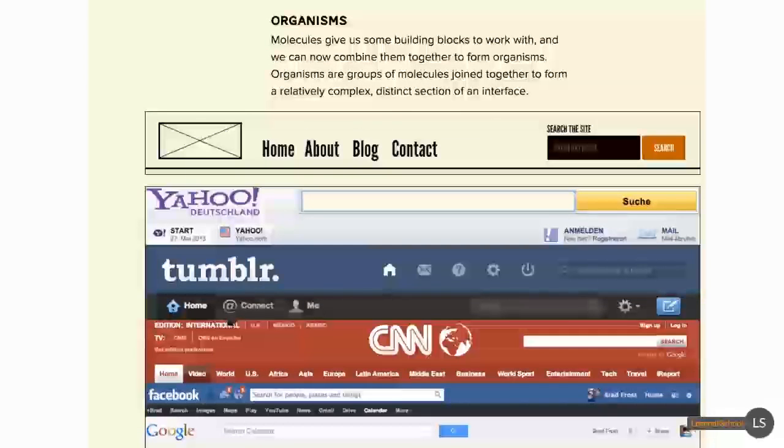Organisms are building blocks. When you combine different molecules, you can join them together to form complex, distinct sections of an interface. In these examples from Brad Frost, you can see different organisms, headers of a site, which are comprised of search the site molecules or navigation molecules or the logo molecule. When you combine them all together, you have a header organism that's comprised of different molecules.